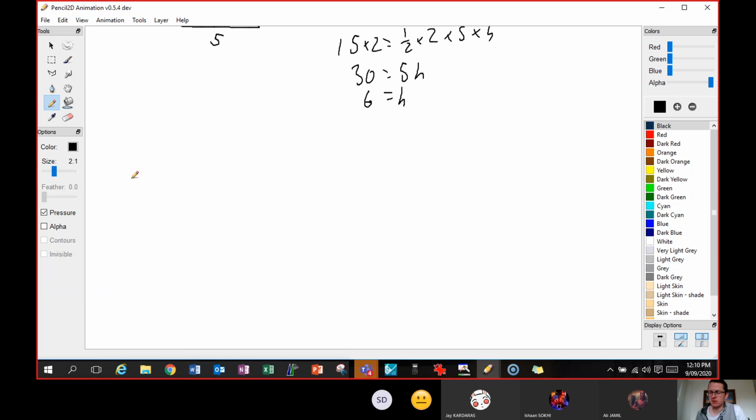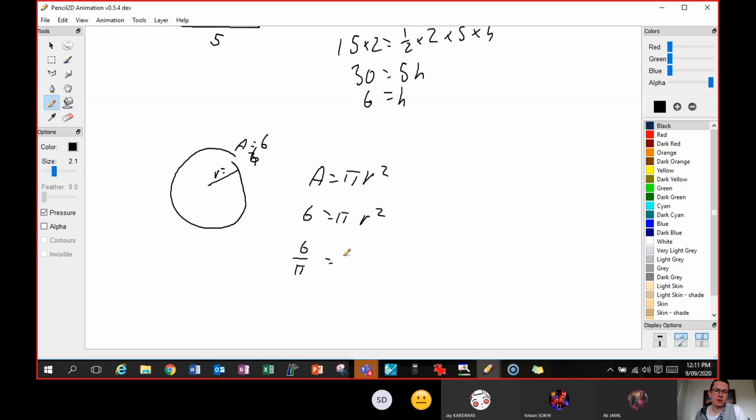So for example, if I had an area of 6 for this circle, area equals 6, what does the radius equal? Now, I know the area of a circle is pi r squared. So 6 equals pi r squared, and this is going a bit more technical. So it's going to be 6 on pi. You divide by pi on both sides, r squared. So r would equal the square root, and it has to be positive, of 6 on pi. And that would be your exact answer.